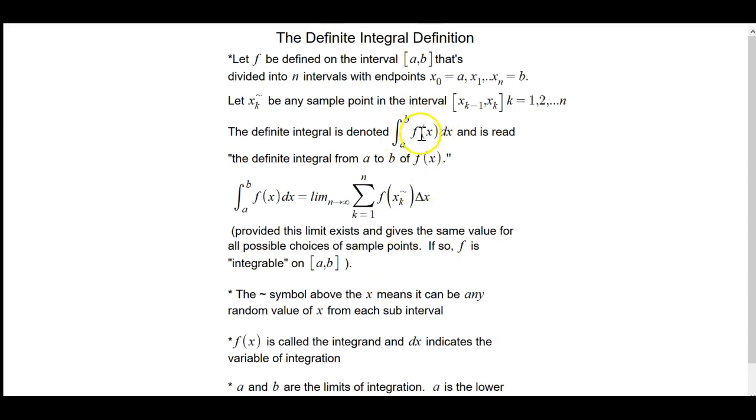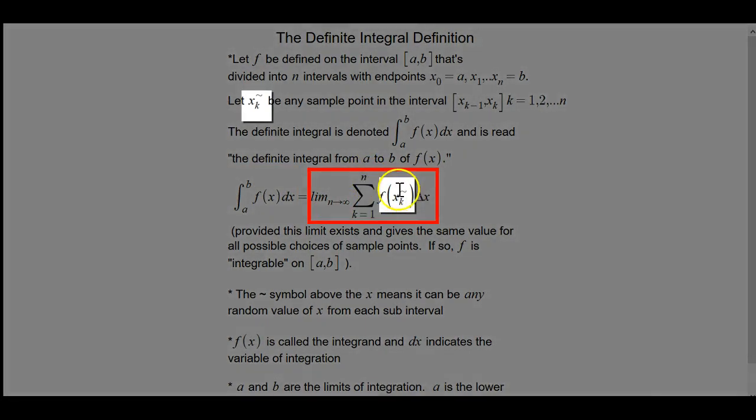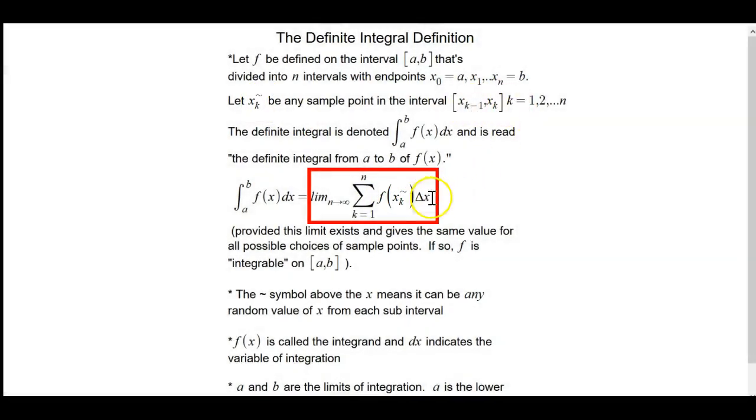So if a function f is defined on some closed interval [a, b], if I divide it into n intervals, like I did in section 5.1, and then in each of these intervals I take some sample value, then I'm going to define this definite integral as the limit as n goes to infinity of that function evaluated at one of these points from each interval times the width of each interval, which is delta x.